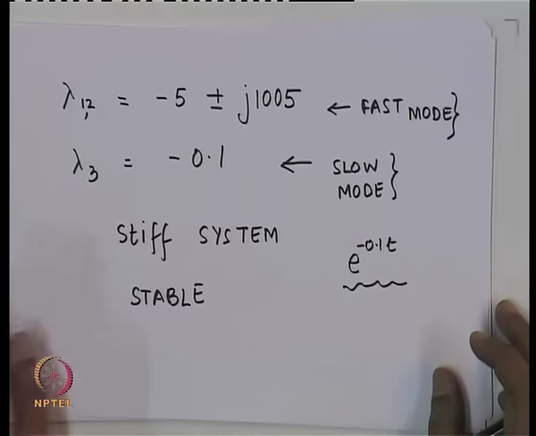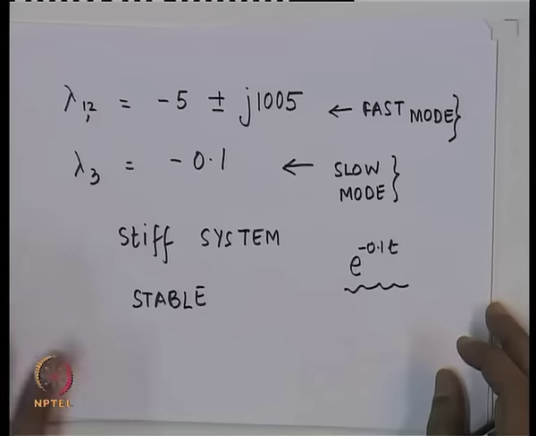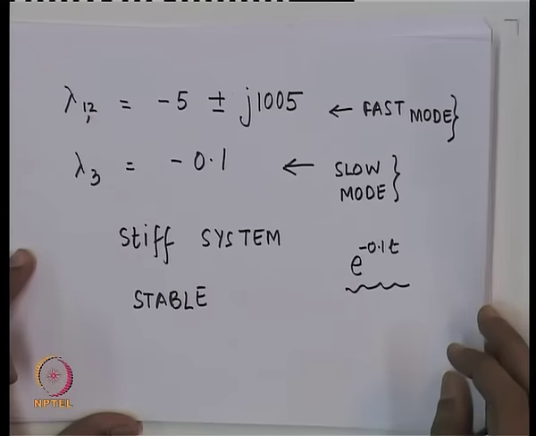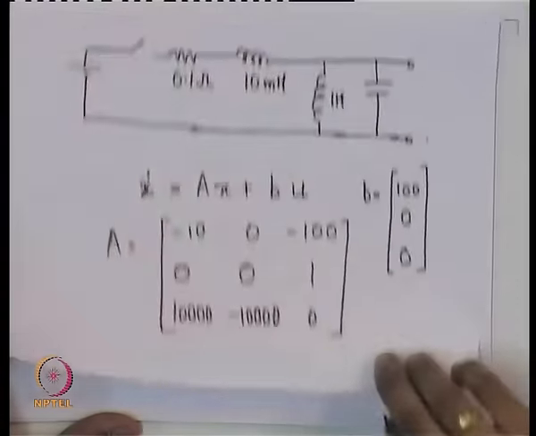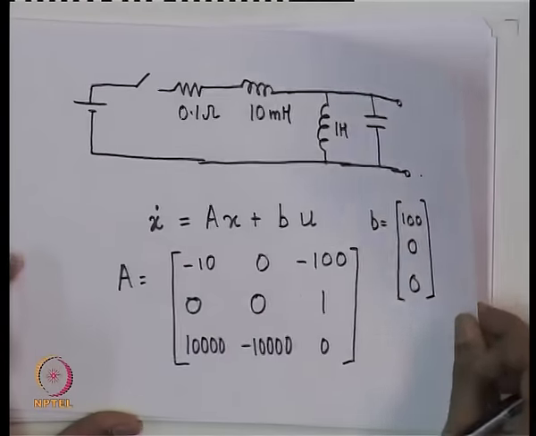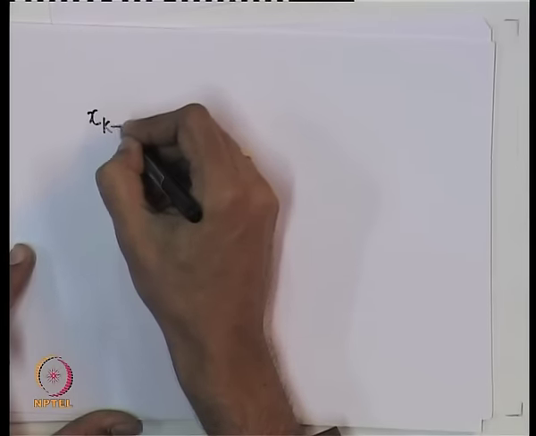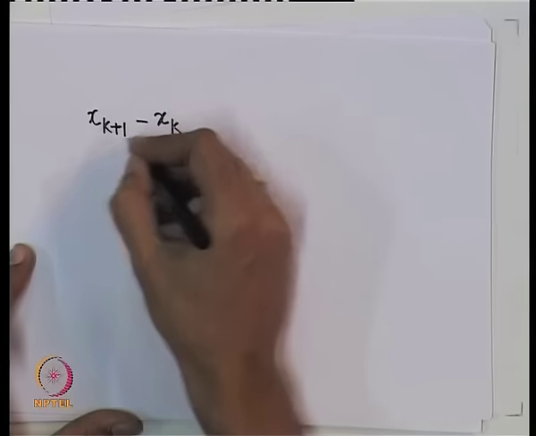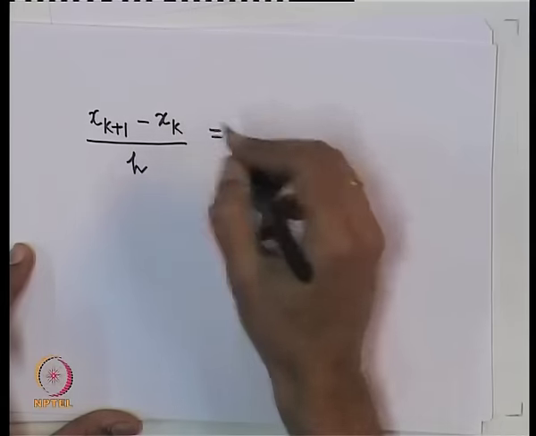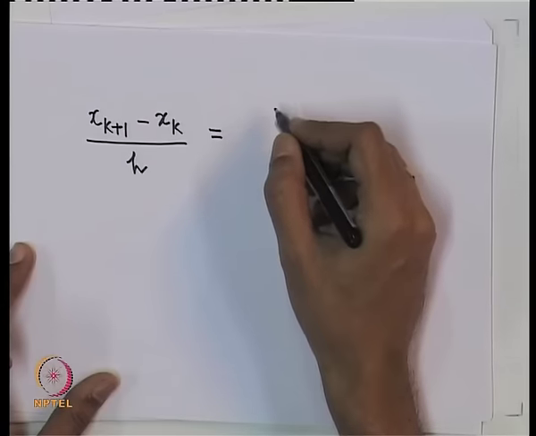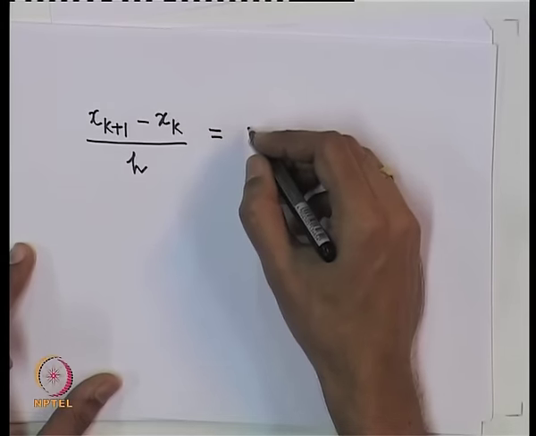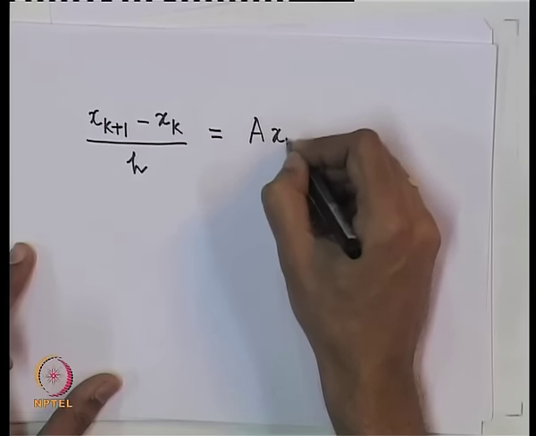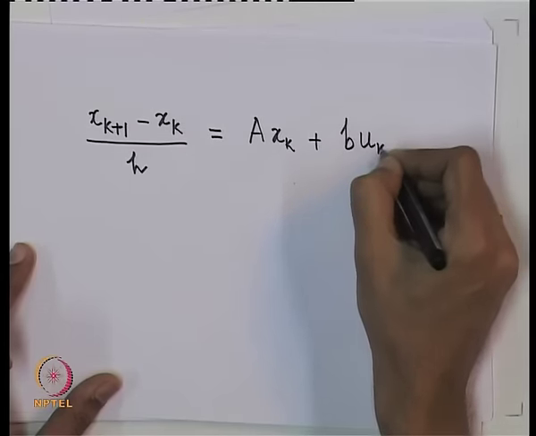Now, if one tries to numerically integrate this particular system, then one may use the Euler method. For example, if one wants to apply the Euler method to this differential equation with a time step of h, then if you know the value of x k, you can get the next value x k plus 1, the next sample of x, by using this relationship: x k plus 1 equals x k plus h times (A x k plus B u k).